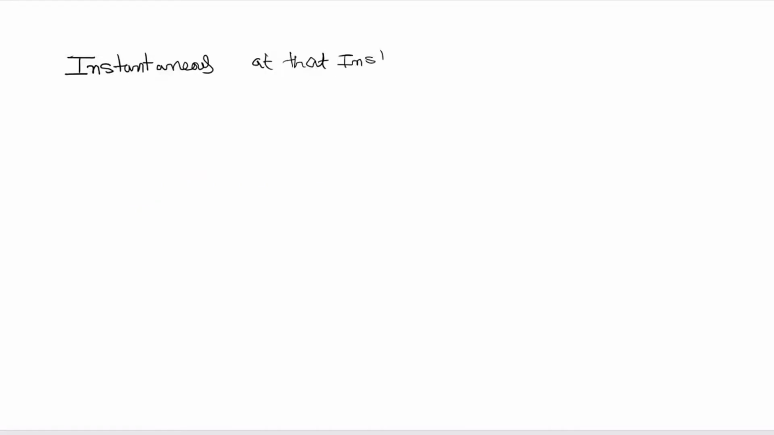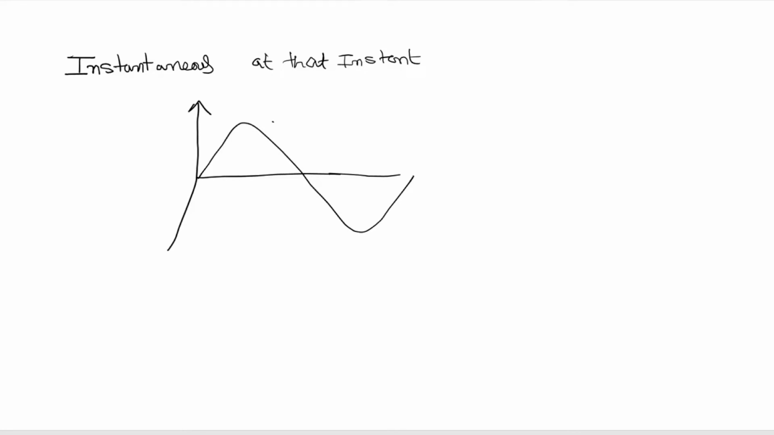Let us take one small example. Suppose this is your sinusoidal waveform. Let me name it as voltage. So V of t is equal to Vm sine omega t. So the name of the waveform is V.